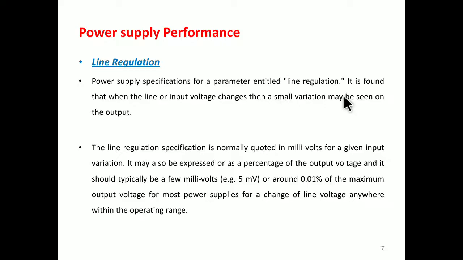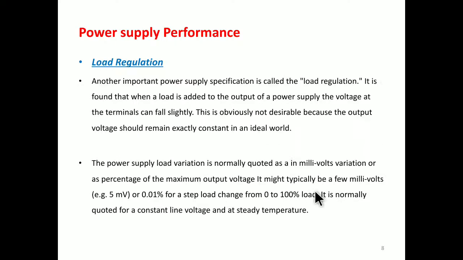It is found that when the line or input voltage changes, a small variation may be seen on the output. So when the input voltage changes, there is a small change in the output, and that is line regulation. This line regulation specification is normally quoted in millivolts and a percentage, 0.01 percent.